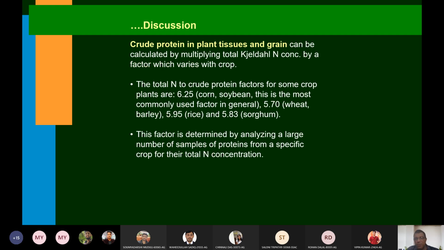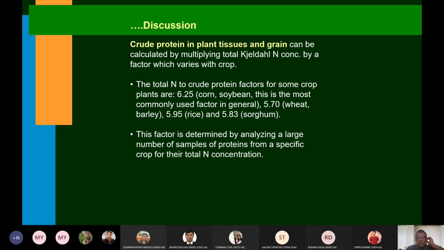Now you want to calculate the protein content, or crude protein content, in dry matter or in grain, wherever you want. It can be calculated by multiplying total Kjeldahl nitrogen concentration by a factor which varies with crop. We know that protein contains on average about 16% nitrogen, so you get the factor 6.25. 6.25 times nitrogen percentage is equal to protein.